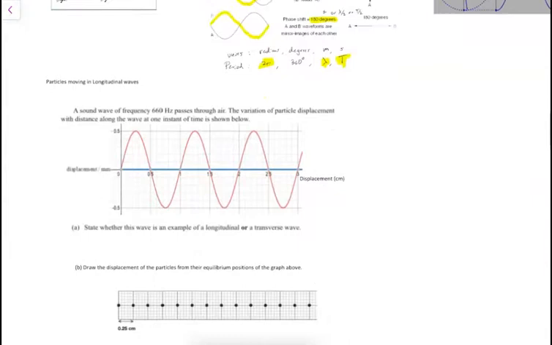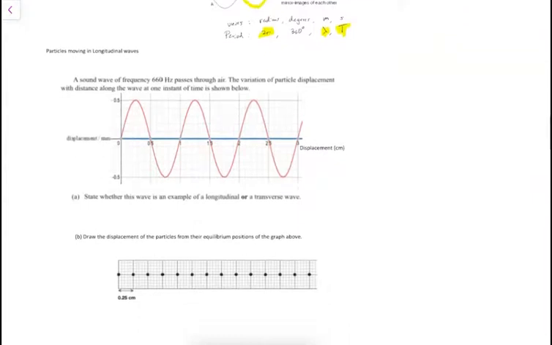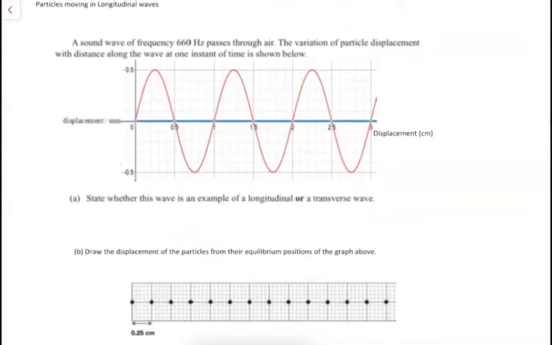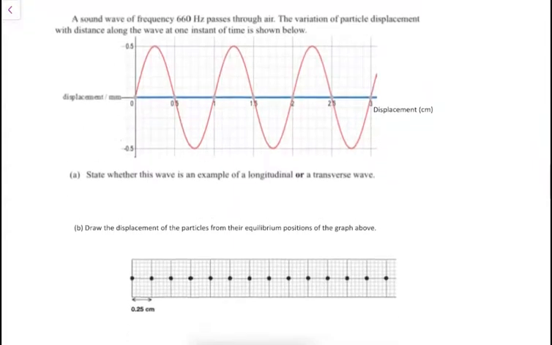All right, one practice problem before we move forward, and that is particles moving in longitudinal waves. And I already gave you kind of an answer. A sound wave of frequency 660 hertz passes through air. The variation of particle displacement with distance along the wave at one instance of time is shown below. State whether the wave is an example of a longitudinal or transverse.